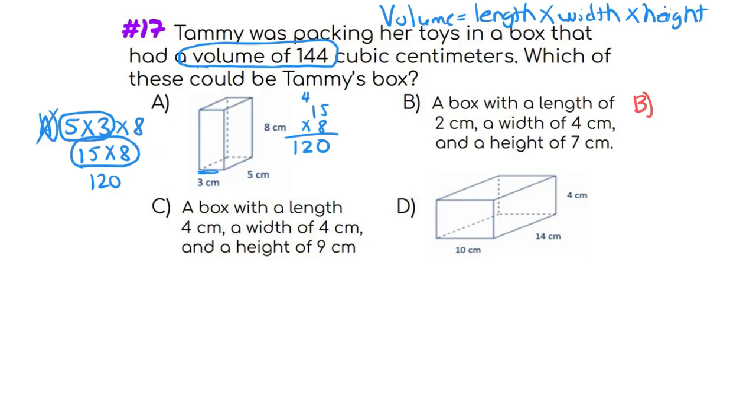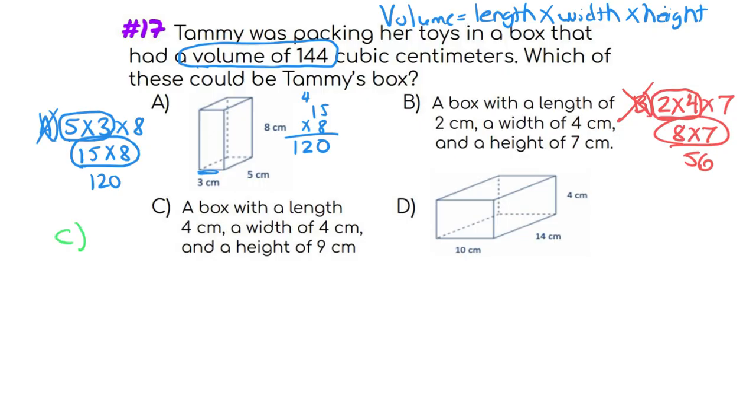This one's in words. A box with a length of 2, times a width of 4, times a height of 7. 2 times 4 is 8, times 7 equals 56, not 144. C.